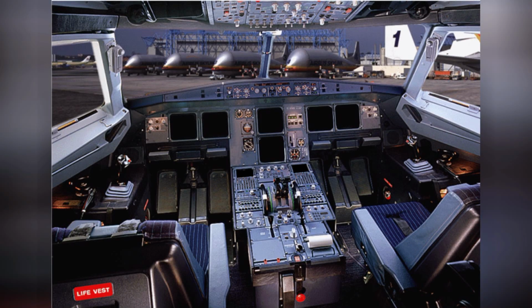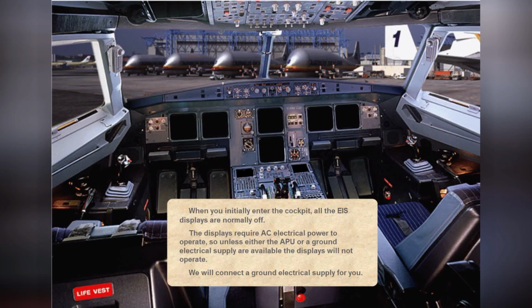When you initially enter the cockpit, all the EIS displays are normally off. The displays require AC electrical power to operate, so unless either the APU or a ground electrical supply are available, the displays will not operate. We will connect a ground electrical supply for you. Once AC power is available, the displays can be switched on.